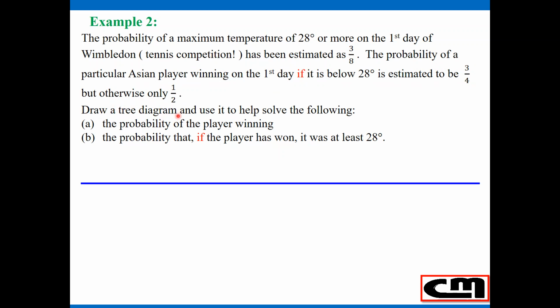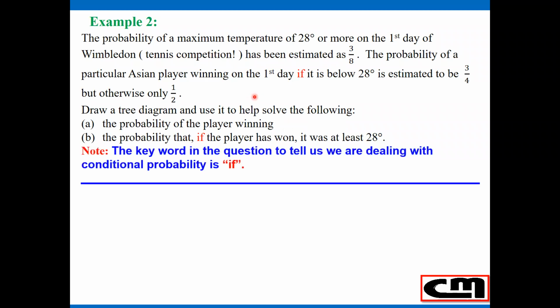Right, draw a tree diagram and use it to help solve the following. A, the probability of the player winning. B, the probability that if the player has won, it was at least 28 degrees. Like in my first example, all you need to do first is to define the variables, right? But of course, you would have realized that this is a conditional probability question.